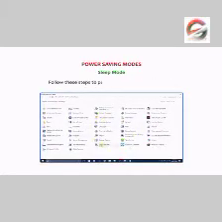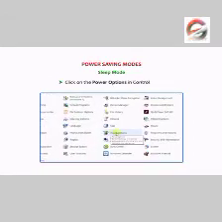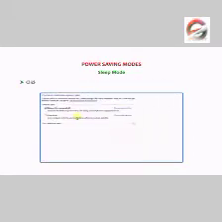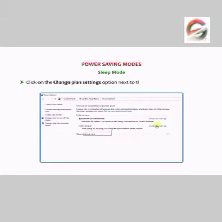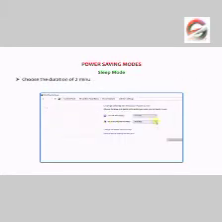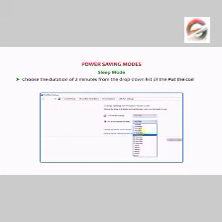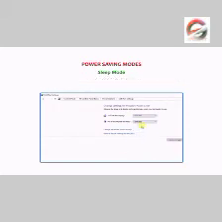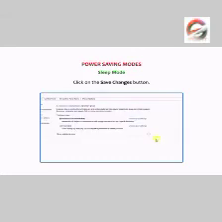Follow these steps to put your computer in sleep mode. Click on the Power Options in Control Panel. Click on the Change plan settings option next to the Power saver radio button. Choose the duration of 2 minutes from the drop-down list of the Put the computer to sleep option. Click on the Save changes button.